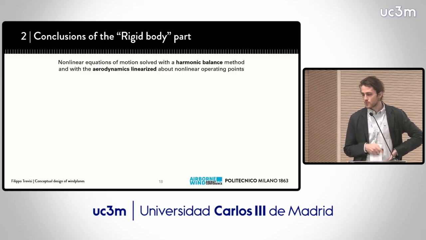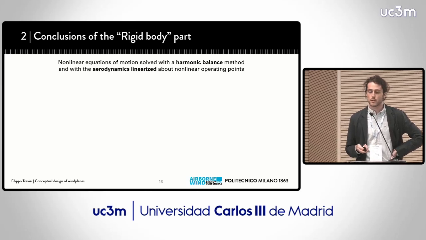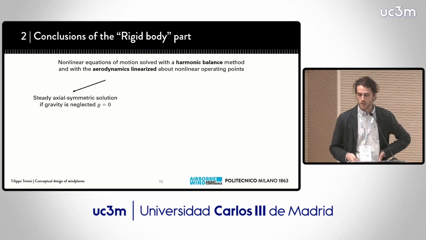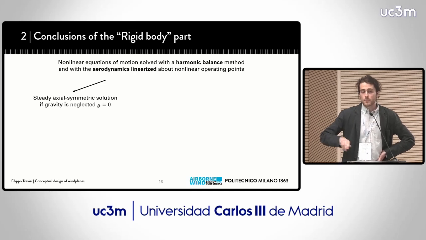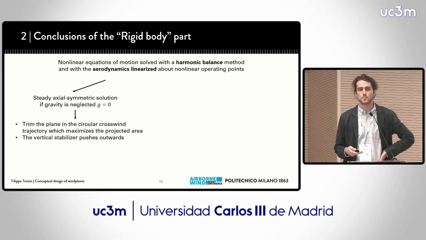Okay, just jump to the conclusion on this second part. We solved this nonlinear equation of motion, the rigid body problem, with a harmonic balance with this aerodynamic model linearized about nonlinear operating points. If we take out gravity, then we have a steady axisymmetric solution. We can formulate an LTI, and we can look at the solution of this problem.